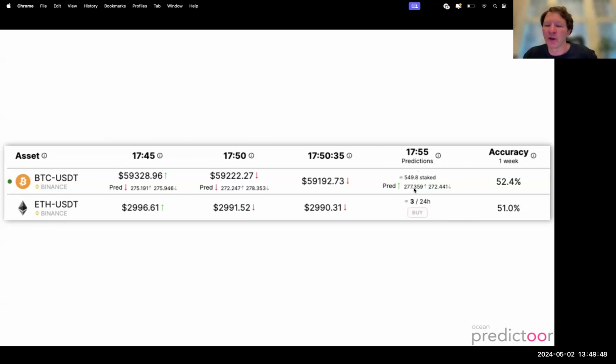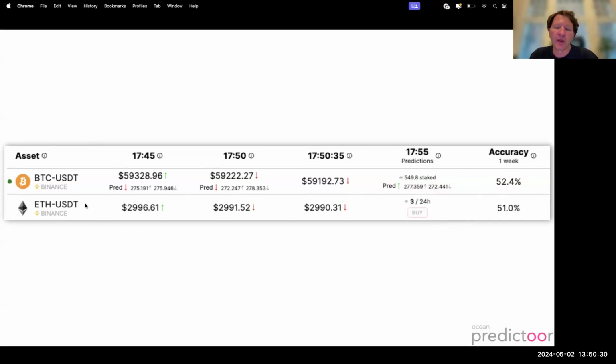And we see that overall there's 277 Ocean staked up and 272 Ocean staked down. So the predictors here are almost neck and neck for up versus down. And it's often like that. A lot of predictors actually stake both up and down, sort of two-sided. If you look at the math, it reduces the variance, which reduces the risk of losing money. Overall, it helps your profitability. So that's what's happening here. And when it actually turns into 17:55, the actual value would pop over here and everything slides to the left. And the 1-week accuracy of this feed as of 2 months ago was 52%.